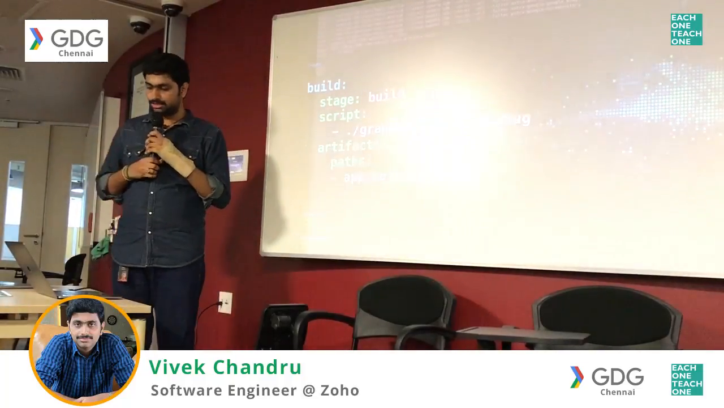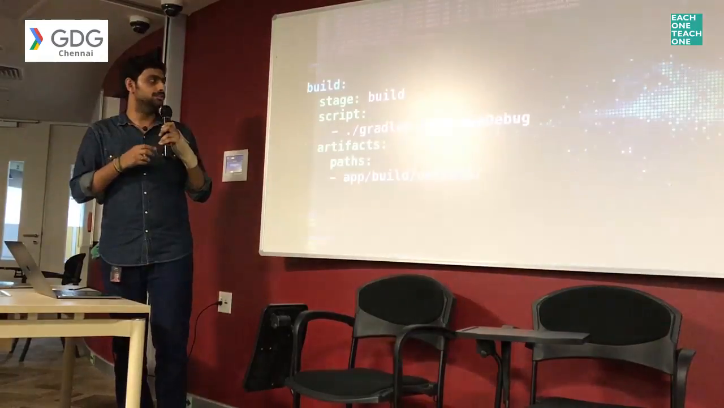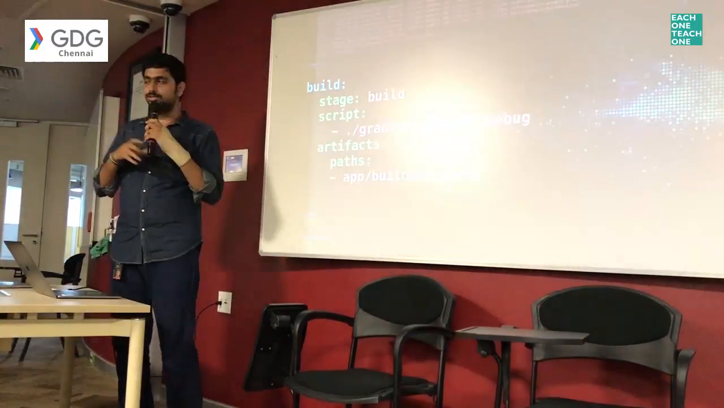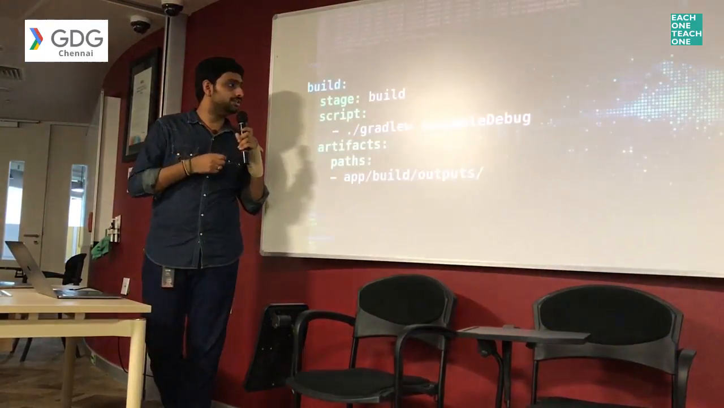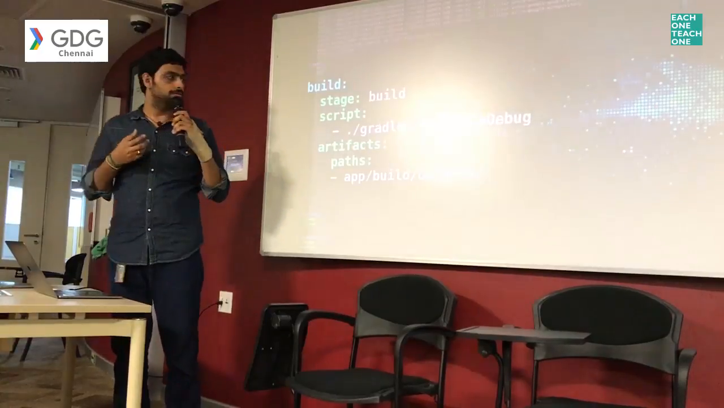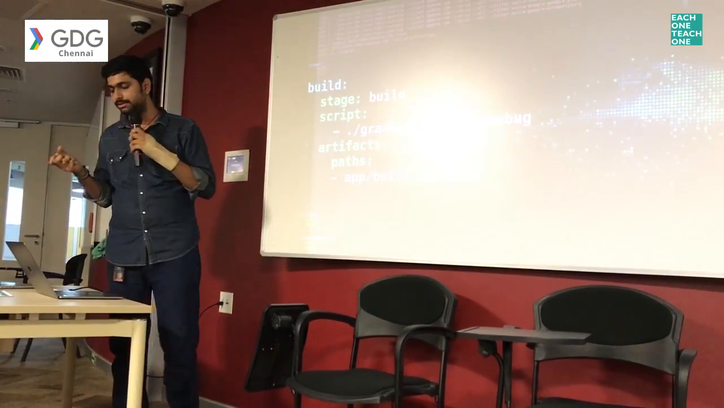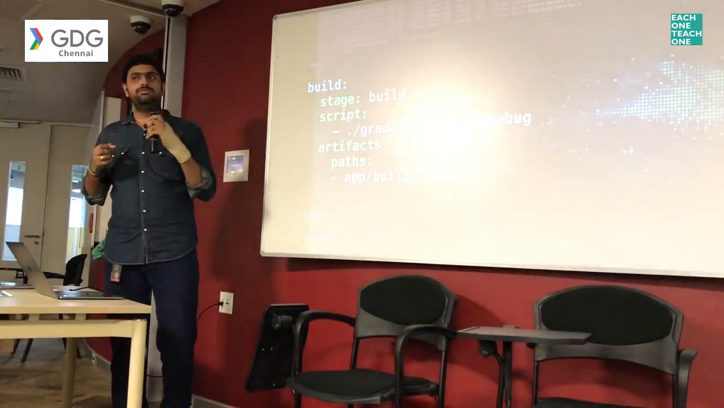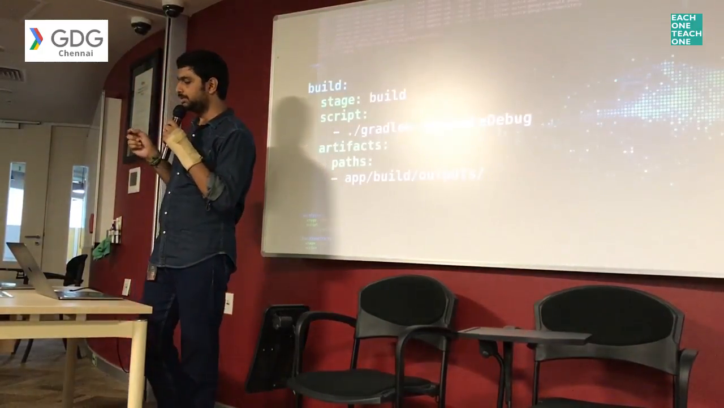And this is a job. A job is associated with a stage. As you can see here, the stage is this one. So the build job is associated with the build stage, and I'm executing the assemble debug command that generates the APK file. Once the script is run, my outputs will be in the folder app build outputs. So my APKs will be generated there.